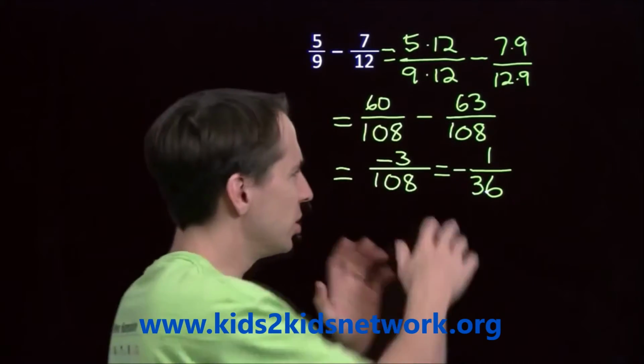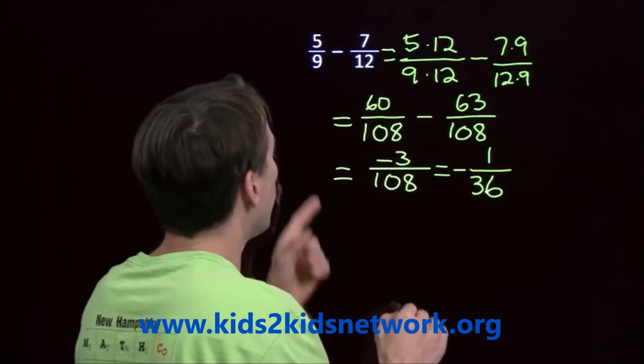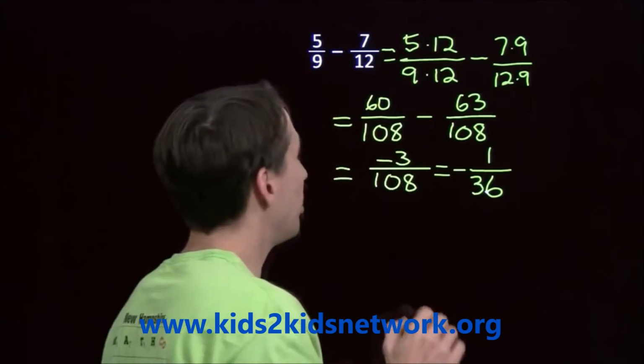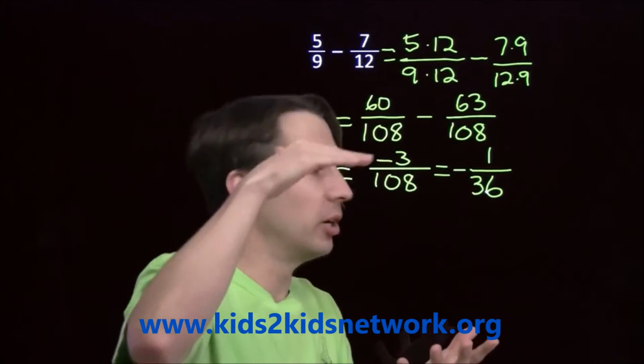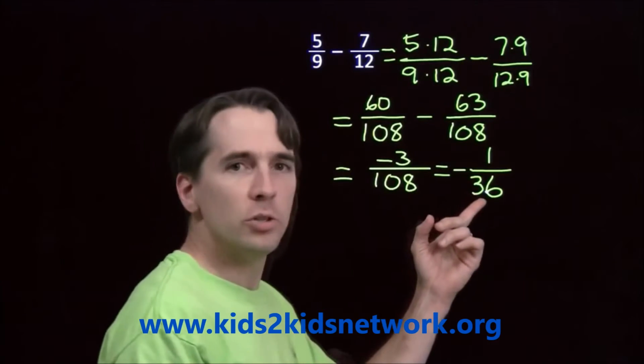I don't like multiplying by big numbers. You saw how much trouble I was having with that. So we can just use 36 as our common denominator. In fact, it's our least common denominator. That's the lowest number we could have used as the common denominator.